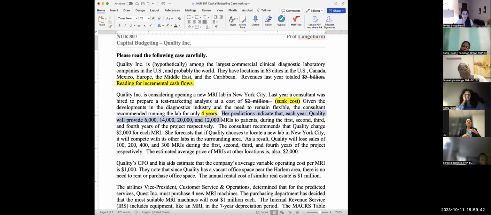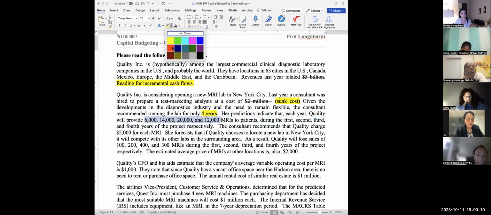Her prediction indicates that each year Quality will provide 6,000, 14,000, 20,000, and 12,000 MRIs to patients during the first, second, third, and fourth years of the project, respectively. Are those numbers important to me? Yes. Those are the units, and I'll use the color red. The consultant recommends that Quality charge $2,000 for each MRI. Do I need that number? Yes.